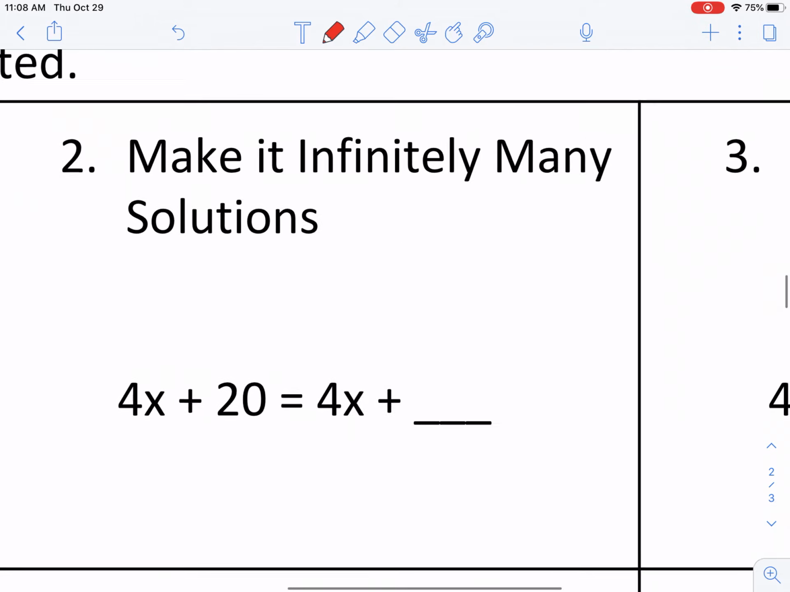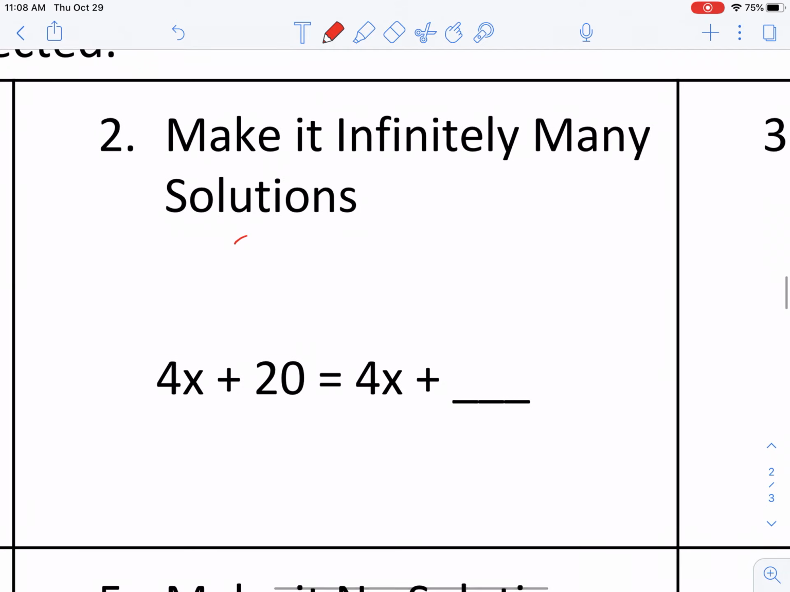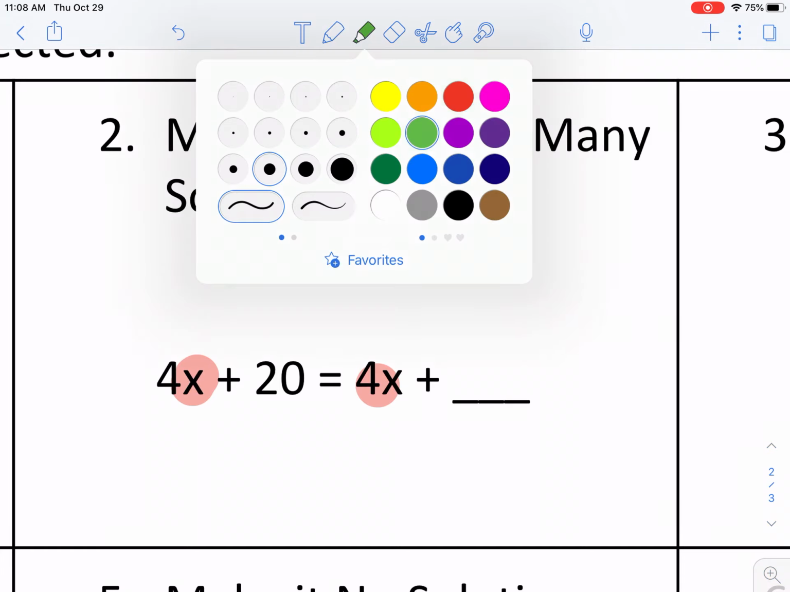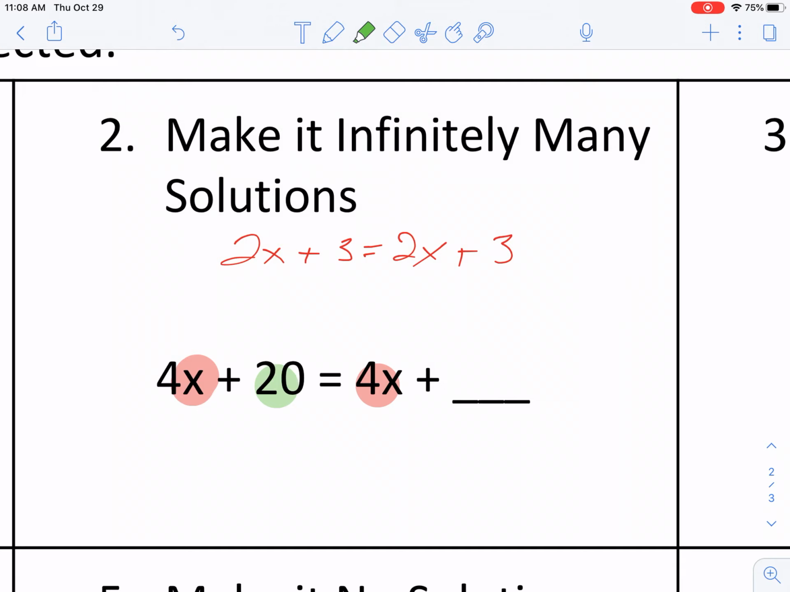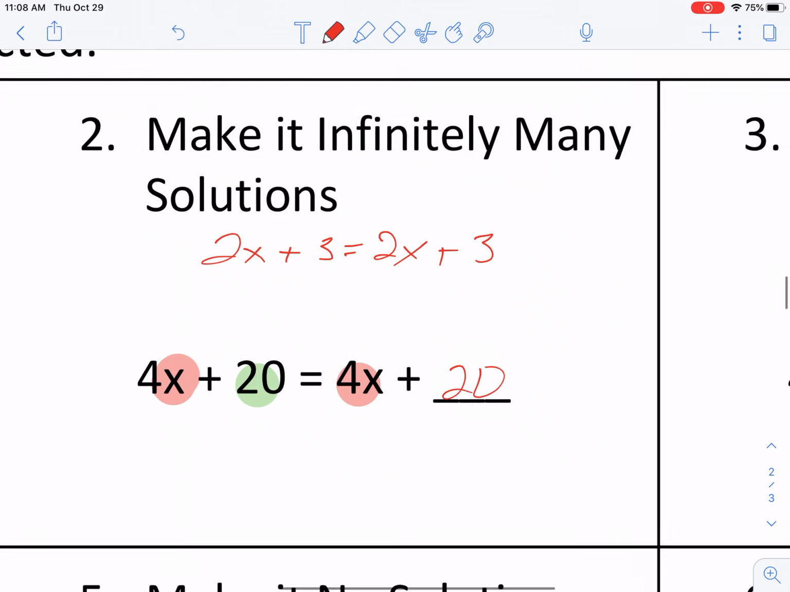When we look at making something infinite solutions, it could be 2x plus 3, but then the other side has to be 2x plus 3. So when I see 4x and 4x, and then I see plus 20, the second number has to be plus 20. It has to be 20.